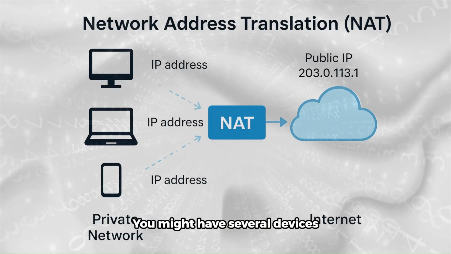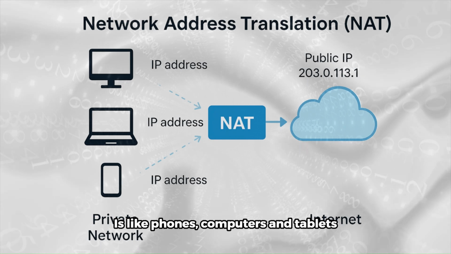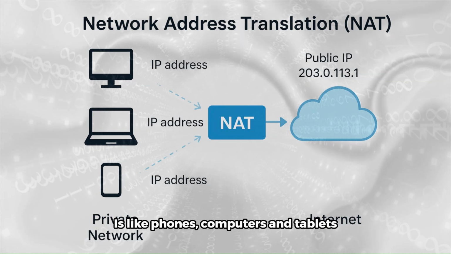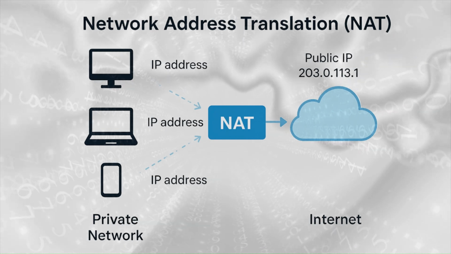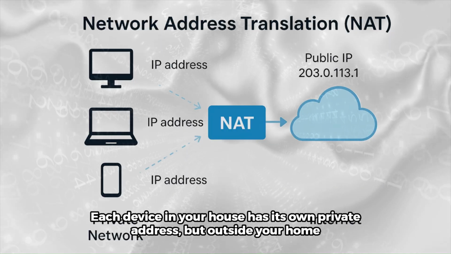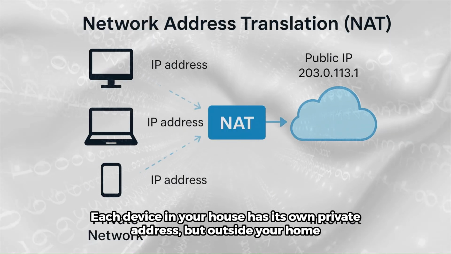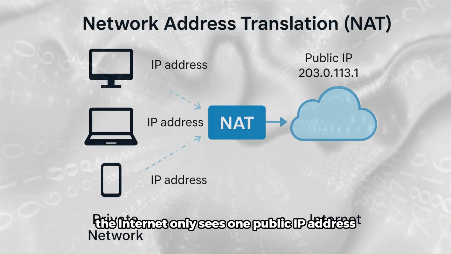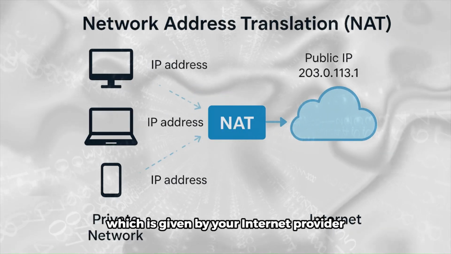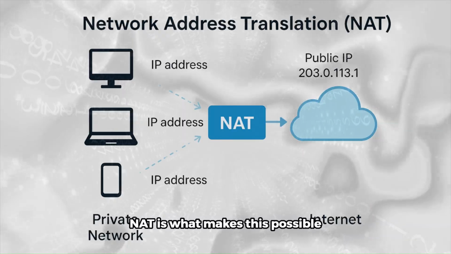Imagine your home network. You might have several devices, like phones, computers, and tablets, all connected to the internet. Each device in your house has its own private address, but outside your home, the internet only sees one public IP address, which is given by your internet provider. NAT is what makes this possible.